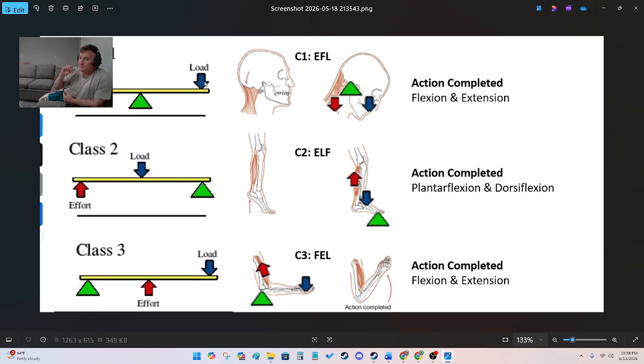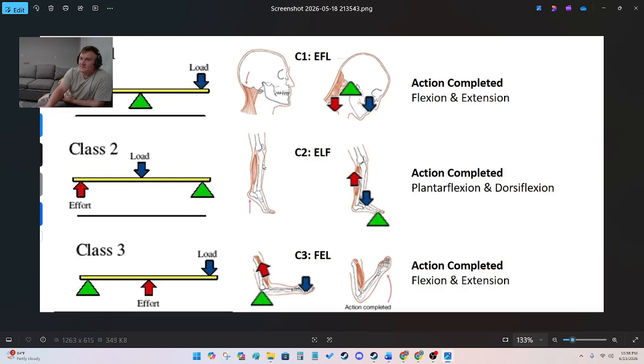This is the load. Here's the effort in the back of your neck. The load is out here, the weight of your head and chin, and the fulcrum's here in the middle. And so that's what makes this a class 1. And to my knowledge, this is the only class 1 lever system in the body. Class 2 is like a wheelbarrow, okay? The wheel is where you have the fulcrum, the load is in the middle, and the effort is, say, the calf muscle here.